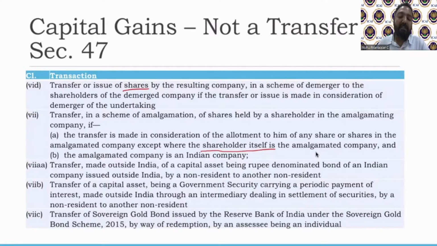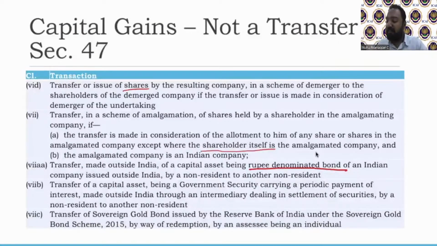Otherwise, everywhere when the share is being issued by this new amalgamated company, you need to not treat it as a transfer. And then, transfer made outside India of a capital asset being a rupee denominated bond. A rupee denominated bond is a foreign asset, a bond issued outside India by an Indian company. So an Indian company will issue bonds outside India. They are called rupee denominated bonds.